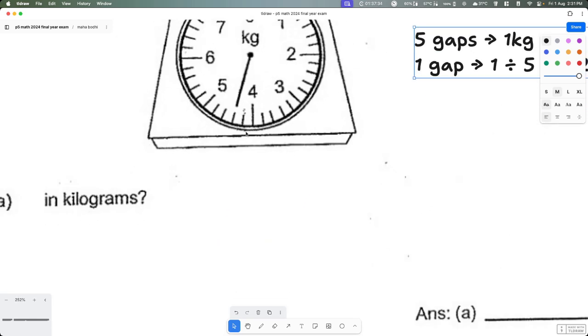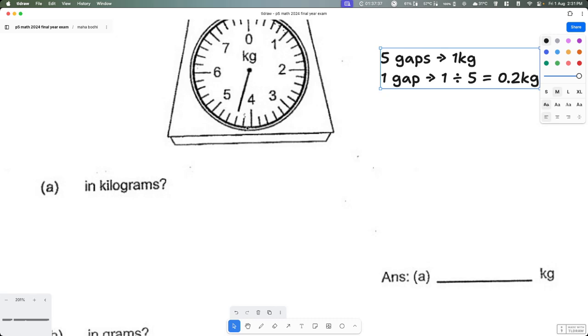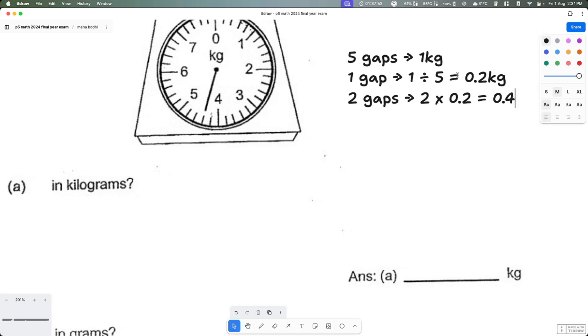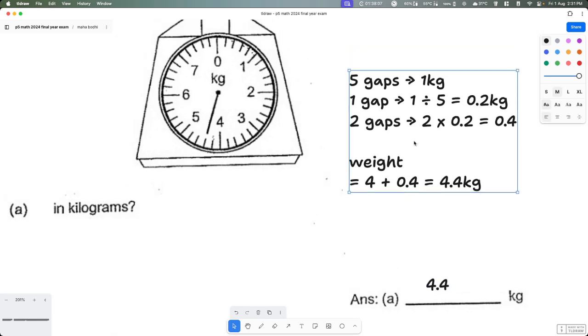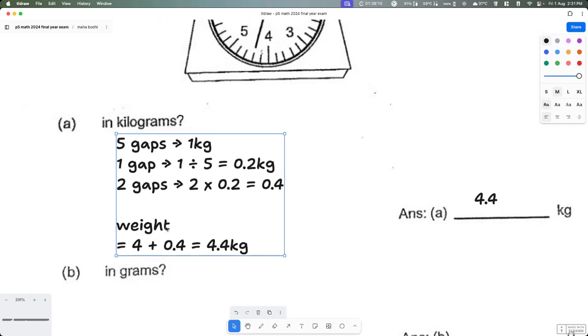Okay, so in this kilogram, this should be 4.2, 4.4. Okay, so in this case, 2 gaps is equal to 2 times 0.2, so it will be 0.4. So in this case, the weight is 4 plus 0.4 equal to 4.4 kilograms. Okay, so the answer to this is 4.4 in this case over here, right? Maybe I'll put it here. Okay, so 5 gaps, 1 kilogram.